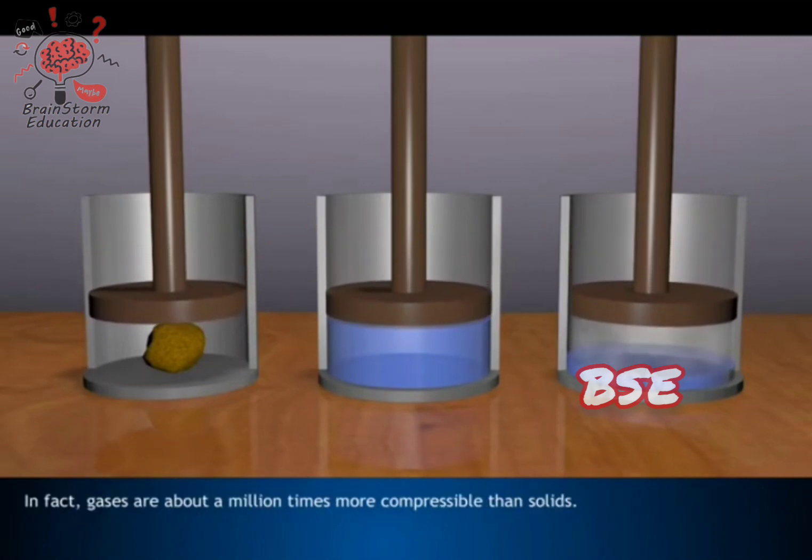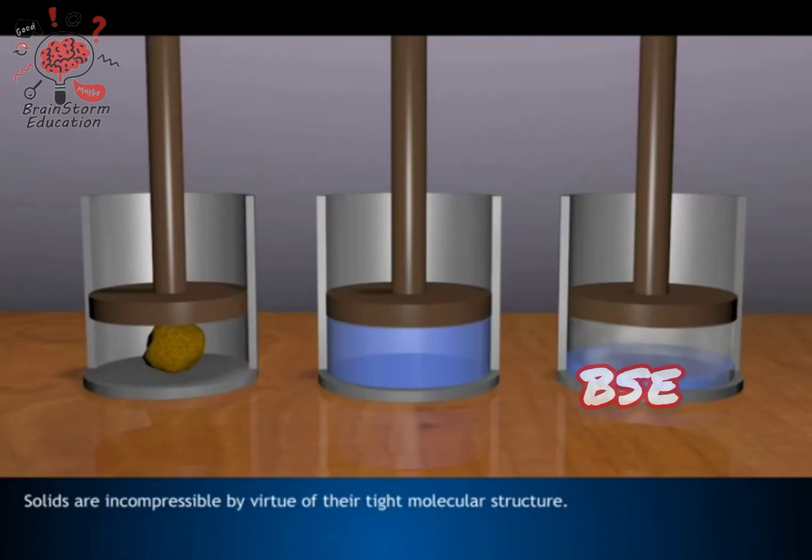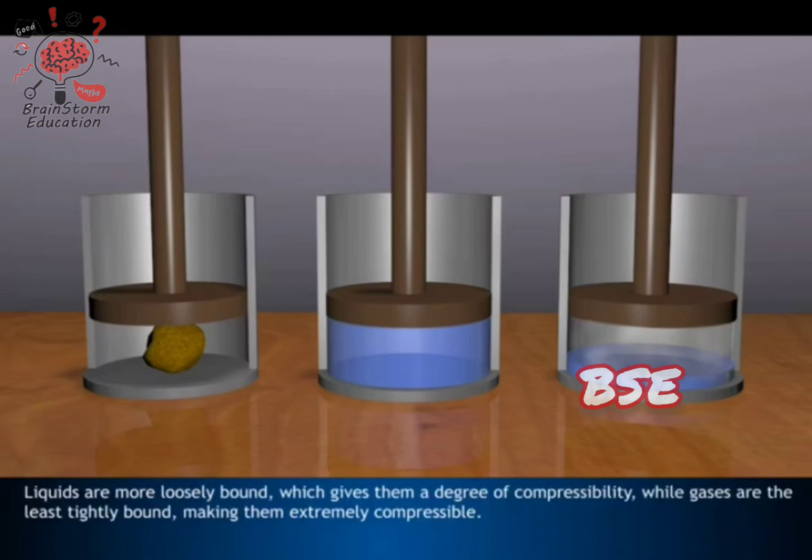In fact, gases are about 1,000,000 times more compressible than solids. Solids are incompressible by virtue of their tight molecular structure. Liquids are more loosely bound, which gives them a degree of compressibility, while gases are the least tightly bound, making them extremely compressible.